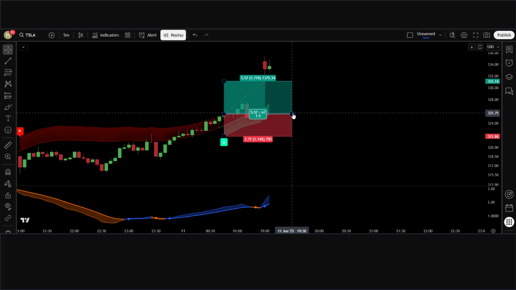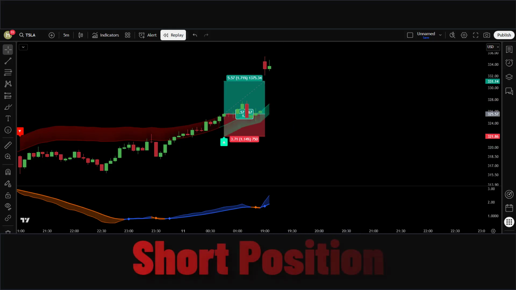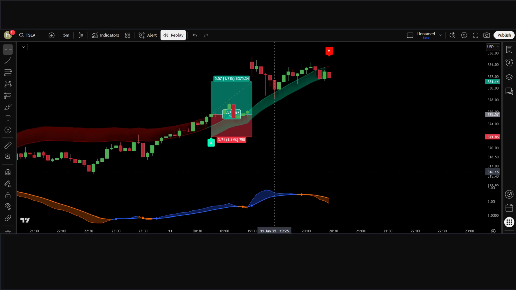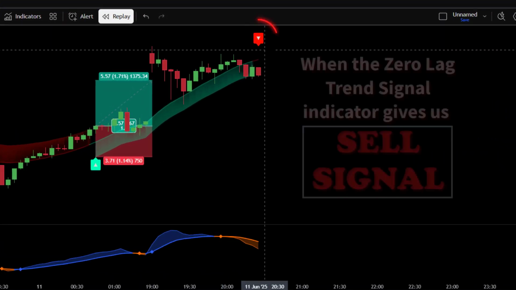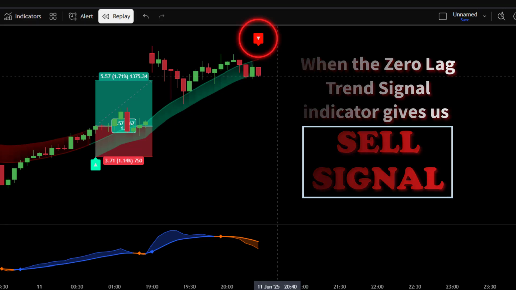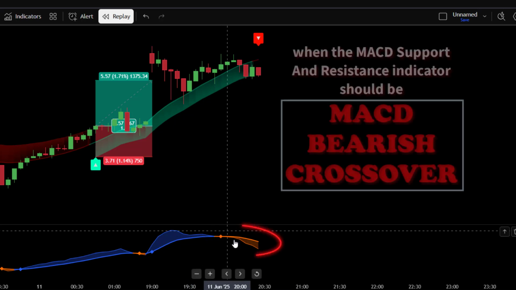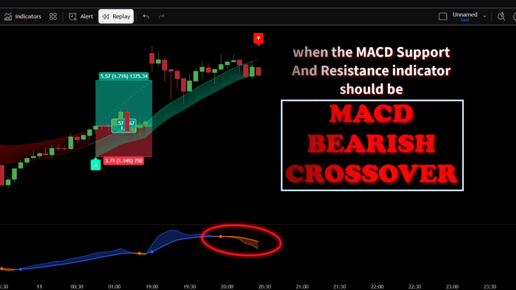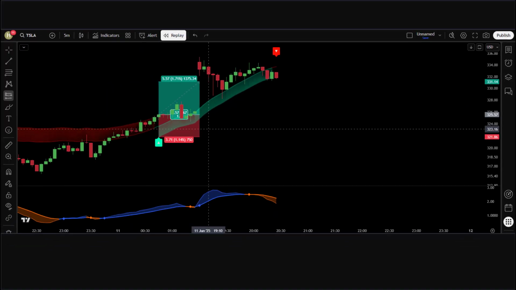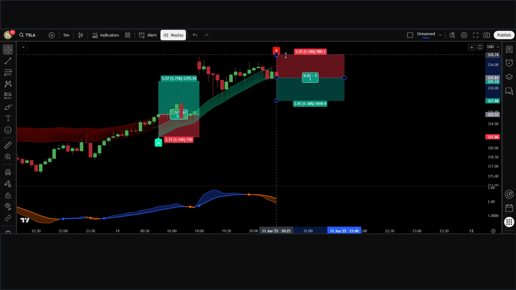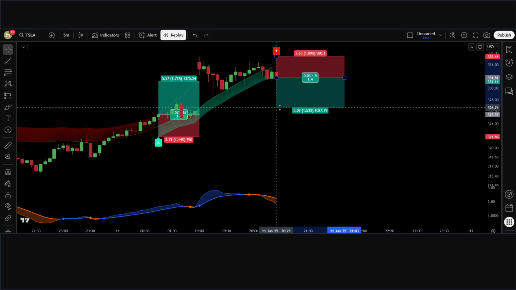The market has completely hit the target. Now let us understand the short position. When the zero lag trend signal indicator gives us a sell signal, when the market has formed a bearish candle, and when the MACD support and resistance indicator shows a MACD bearish crossover, if these conditions are fulfilled, then we will place a sell order. Our stop loss will be placed at the lower deviation band of the zero lag indicator, and the risk to reward ratio will be 1:1.5.